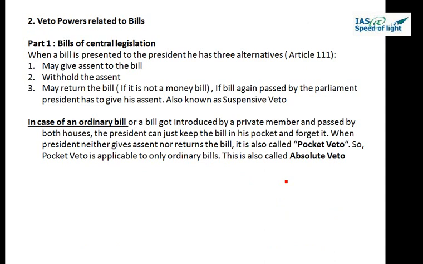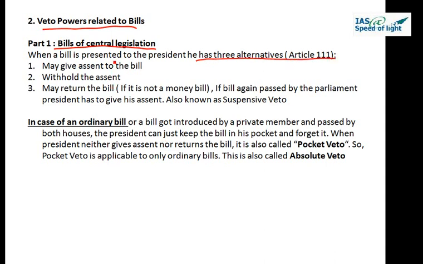Now, the second thing which we have to understand are the veto powers which the President has related to bills. And this thing we will study in 2 parts. The first part is the bills of central legislation and the second part will be the bills of the state. So when a bill of the central legislature is presented to the President, he has 3 alternatives, and this is given in Article 111.